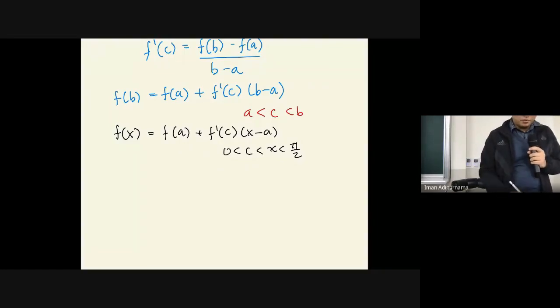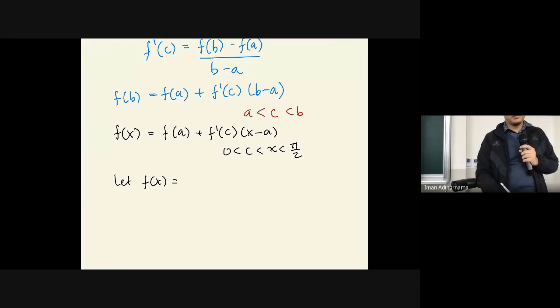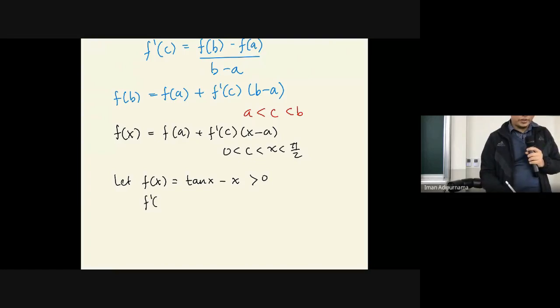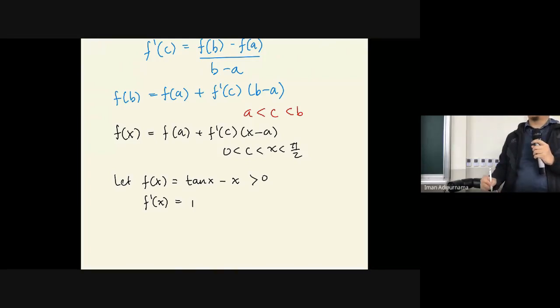Okay, so let our function be tangent x minus x. It should be greater than 0. And if we take the derivative, the derivative of tangent will be what? What's the derivative of tangent? Secant squared. Okay, secant squared.